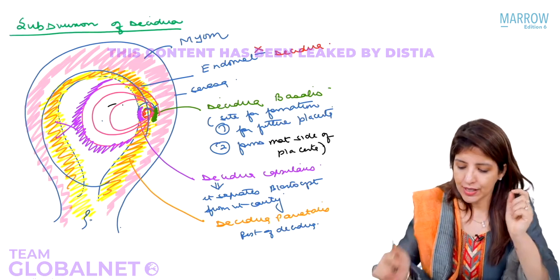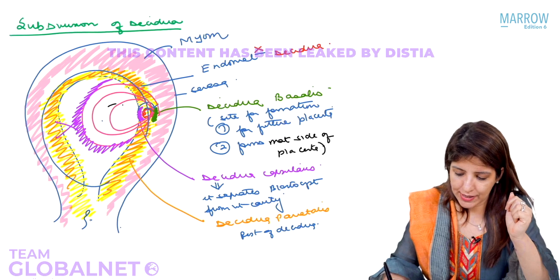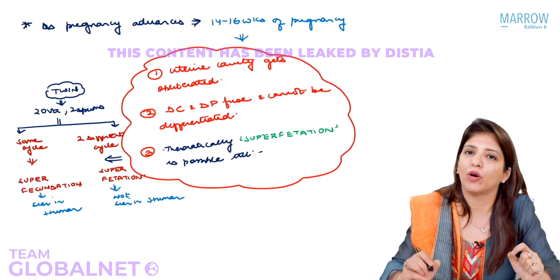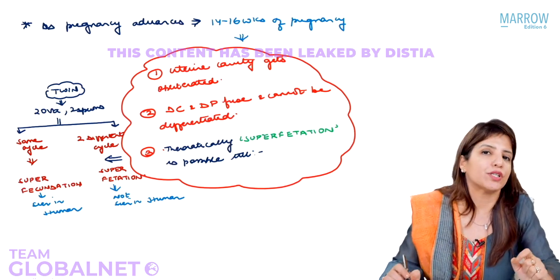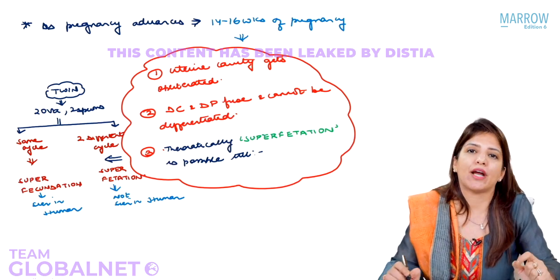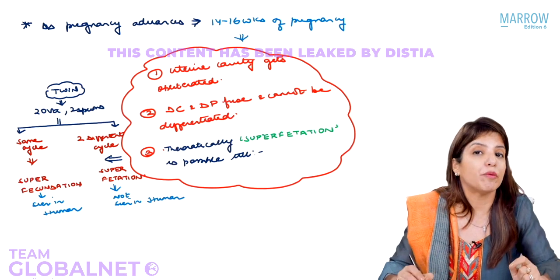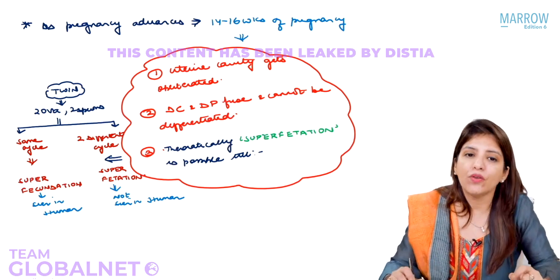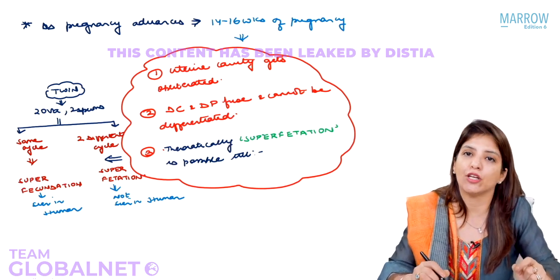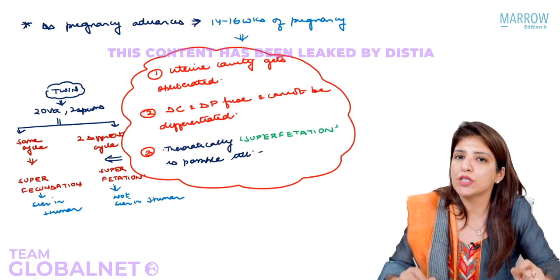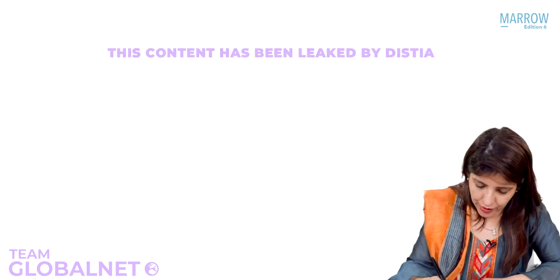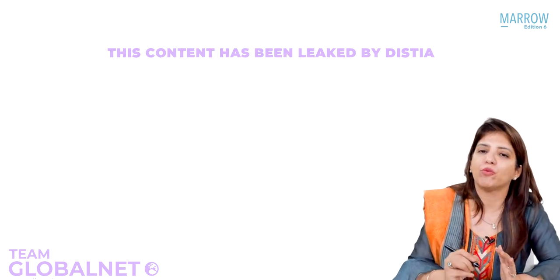So, the same question can be asked in three formats. They can ask you, the uterine cavity gets obliterated at what time? Your answer will be 14 to 16 weeks of pregnancy. When do the decidua capsularis and decidua parietalis fuse? Also 14 to 16 weeks of pregnancy. Or they can ask you, theoretically speaking, superfetation is possible up till what time in humans? Again, 14 to 16 weeks of pregnancy. Is that clear to all of you? Now, if you have understood this much, you have to understand one more thing.